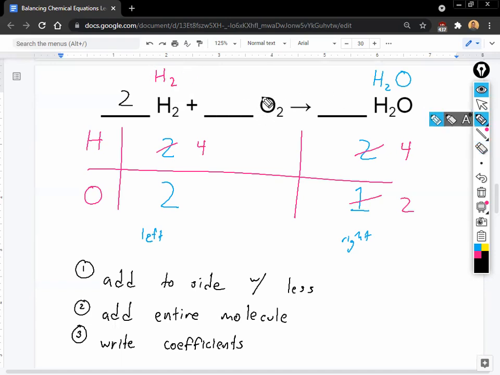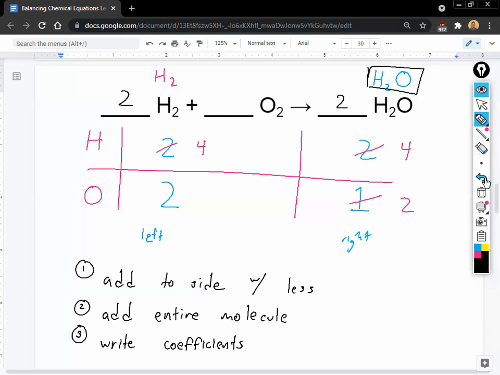I don't need to write a number here because it's just one. I still have the same number of O2, so I can just leave it blank. You can write one if you want to. And then how many H2Os do I have? Two, yeah. I have two of the entire molecule.